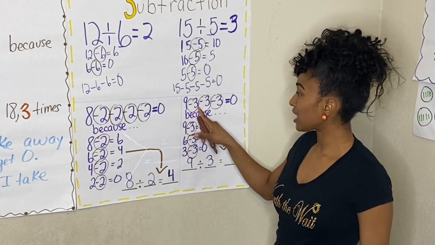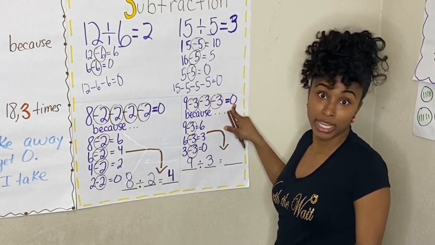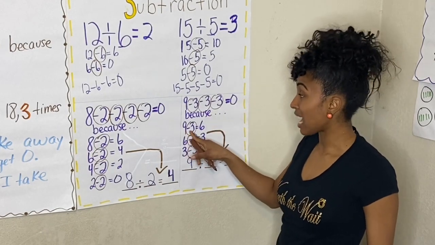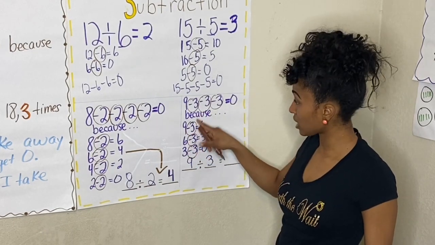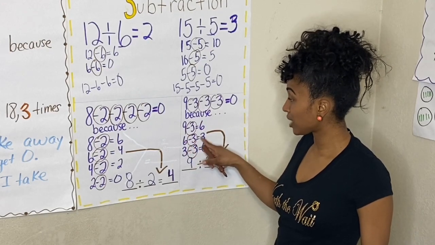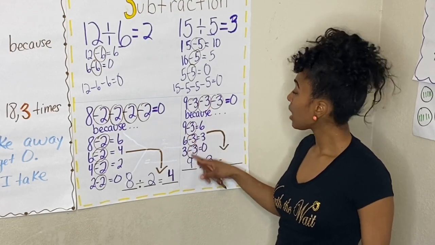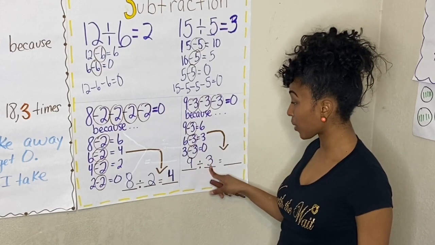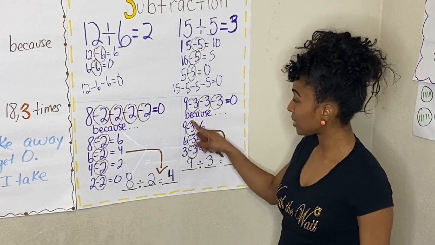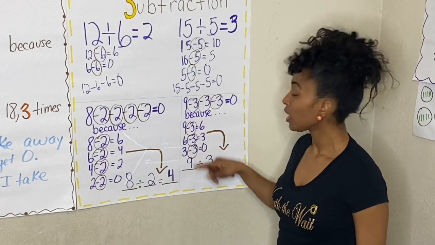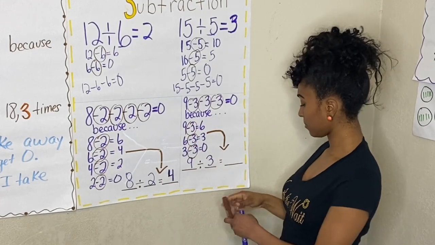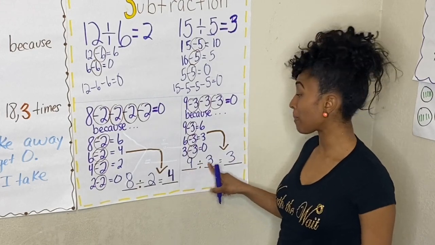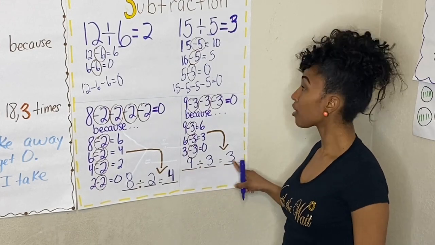So 9 minus 3 minus 3 minus 3 equals 0. How do I know it's 0? Because I subtracted. 9 minus 3 is 6. That's my first time. Then 6 minus 3 is 3. That's my second time. And then 3 minus 3 equals 0. I took away 3 from my divisor. How many times? 3 times. So, 9 divided by 3 equals 3.